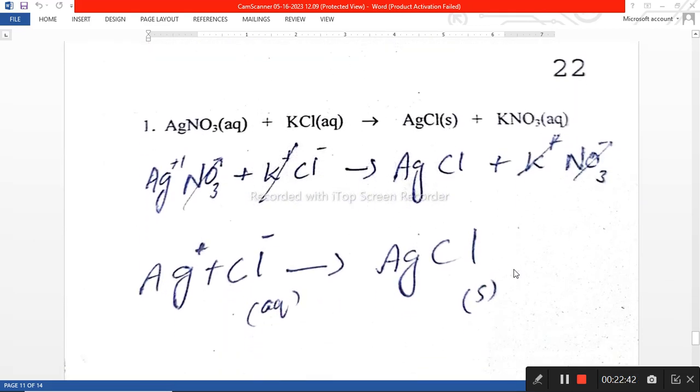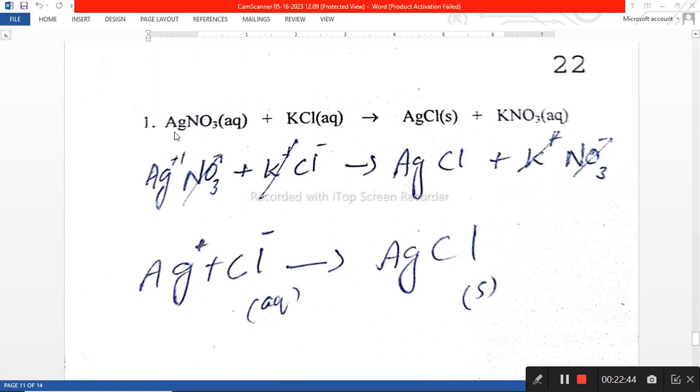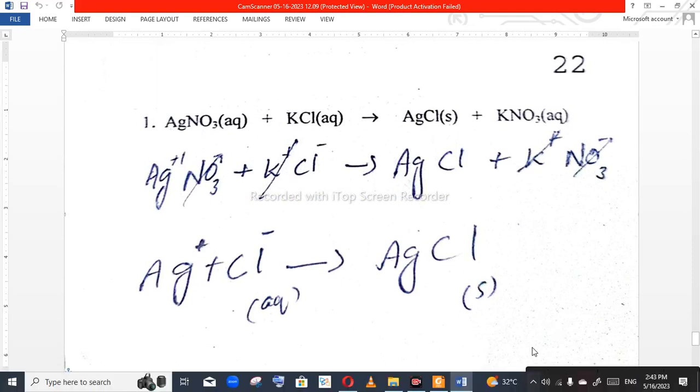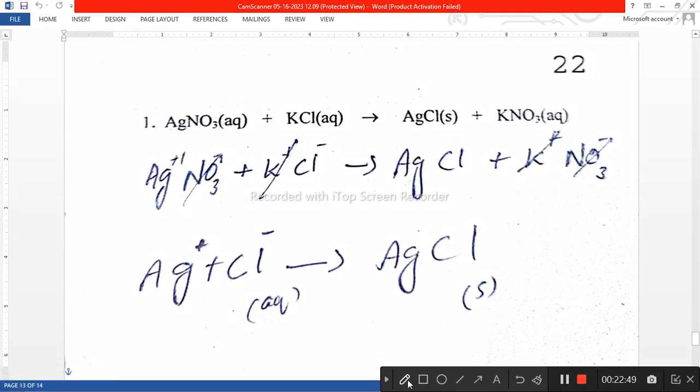So do this example. AgNO3. How do we know that it is aqueous? How do we know that AgNO3 is aqueous? Because all the nitrates are soluble.